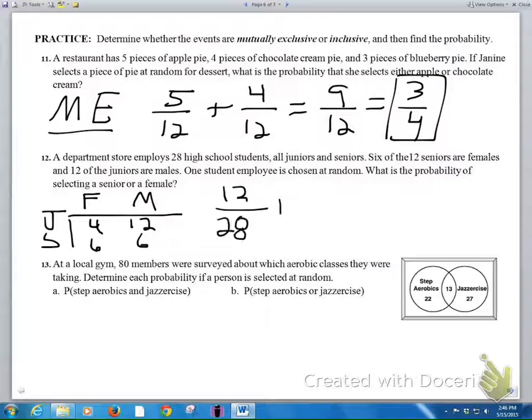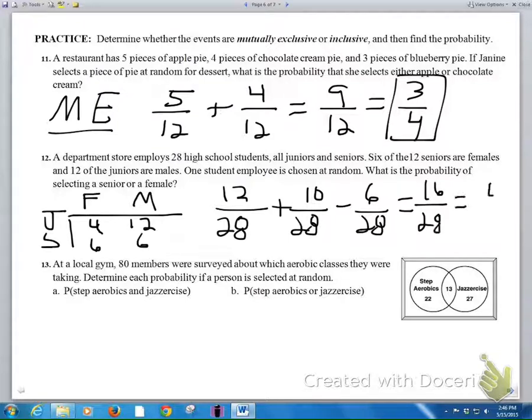You do have some overlap. So it's 12 out of 28 plus 10 out of 28. But then you've got to subtract the overlap because it says what is the probability of selecting a senior or a female. So you have to subtract the senior females from that. So what I didn't write down is this is inclusive. Okay?